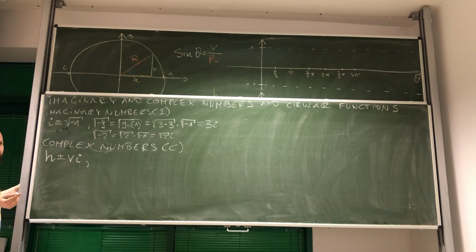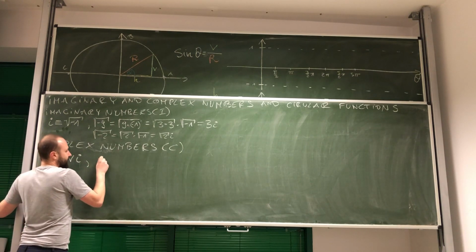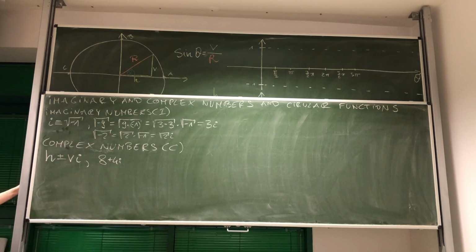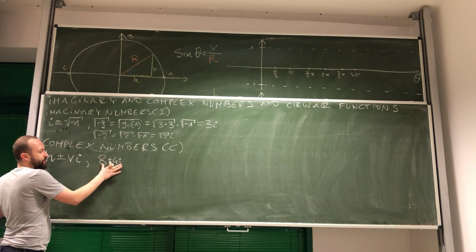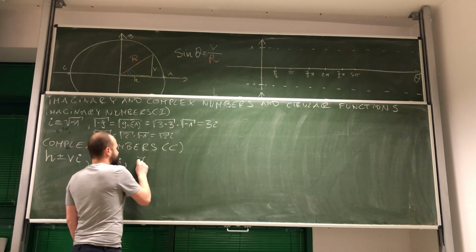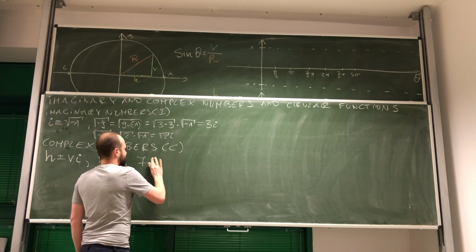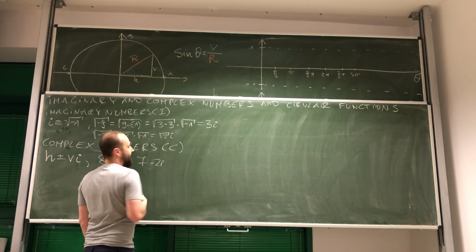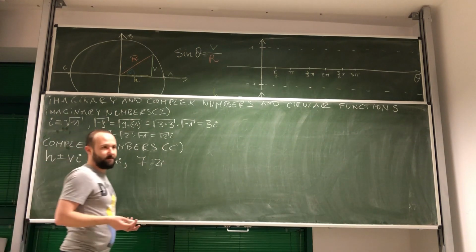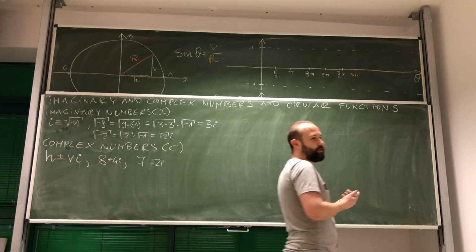So a complex number could look like 8 plus 4i. This is one complex number. Those two do not appear separately. They appear together. Or we can have 7 minus 2i. This is also a complex number. Okay, look, complex numbers are good.